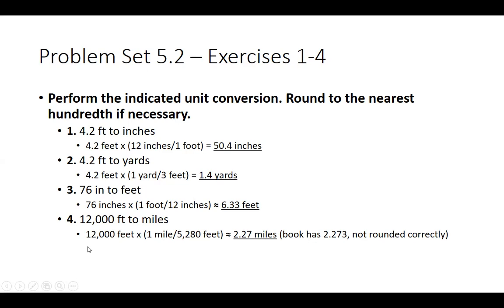And number 4, we want to convert 12,000 feet to miles. We're starting with 12,000 feet. Our conversion factor has to have feet on the bottom in order for that to cancel. We're going to use miles on top since we want to convert to miles. And the conversion factor with miles and feet is 1 mile over 5,280 feet. So in the calculator, 12,000 times 1 divided by 5,280 gives us 2.27. Feet canceled, leaving us with miles, so 2.27 miles.